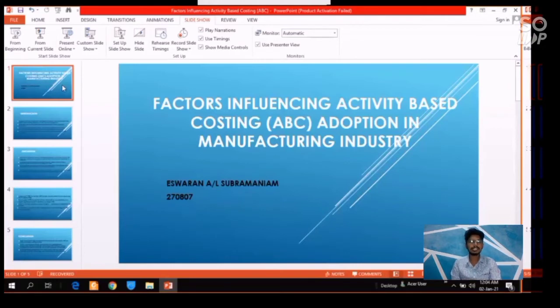The title of the article that I'm going to explain is Factors Influencing Activity-Based Costing (ABC) Adoption in Manufacturing Industry.